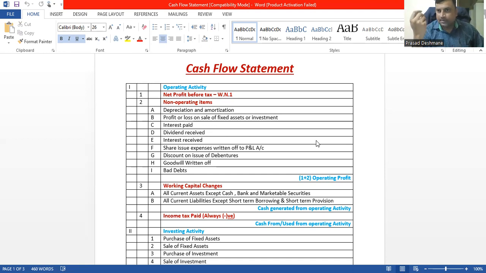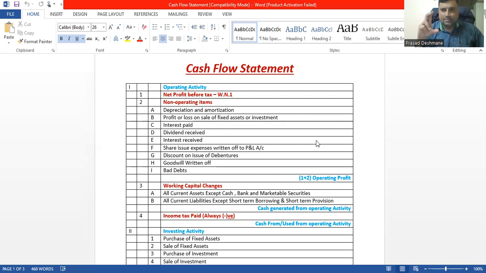Okay, so today we are going to start with the cash flow statement. In the cash flow statement we are going to consider only inflow and outflow of cash, meaning whether the cash is coming in or going out. We are just going to think about the flow of cash. While studying this, we have three activities: first is operating activity, then investing activity, and financing activity.